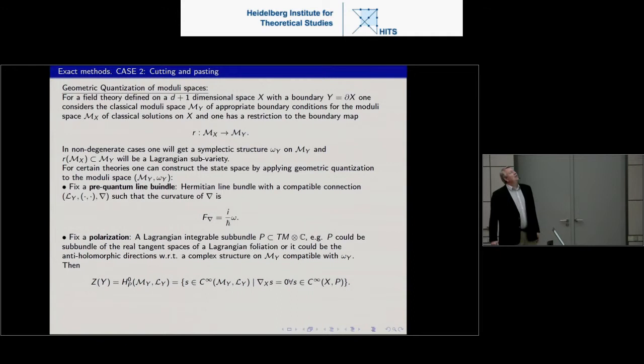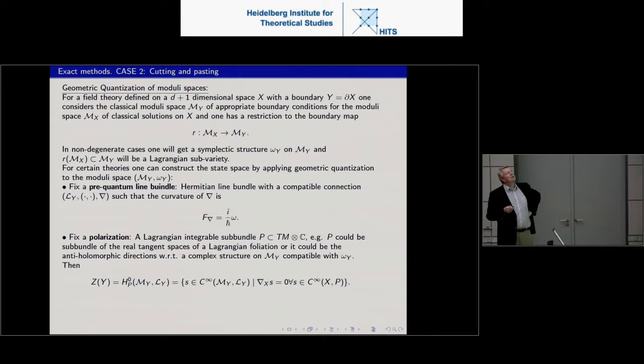Well, there is a certain mechanism that sometimes works, and that is called geometric quantization, of moduli spaces, because we are interested in moduli spaces of field theories here. So, if you take a field theory, say defined on a space of dimension d plus 1, it has its boundary y. Now you consider the classical moduli space of the boundary y, and that forms a kind of boundary conditions for the moduli space of solutions on the whole bulk space, and so therefore you have a restriction map from the moduli space of the bulk to the moduli space of the boundary.